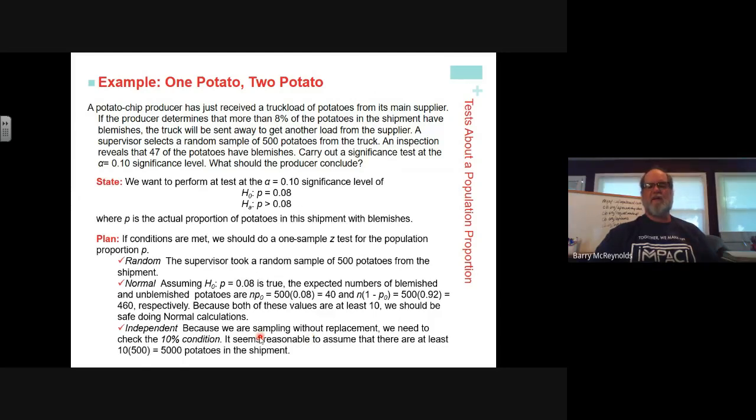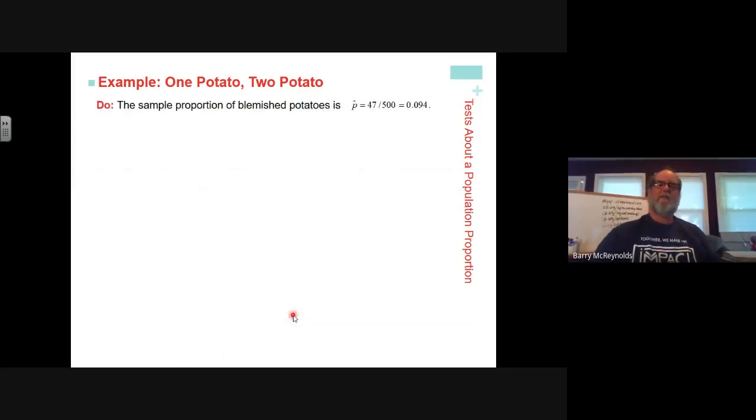But if it's not obvious, just use this kind of get out of jail free statement: it seems reasonable that there are at least 10 times our sample size number of whatever in the population. In this case, the population is the shipment of potatoes.